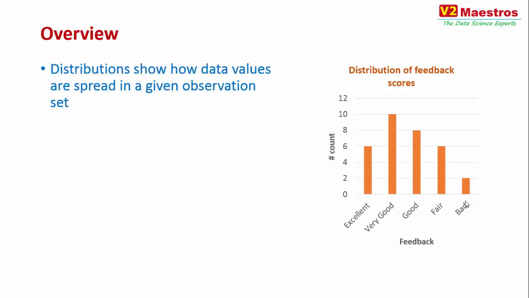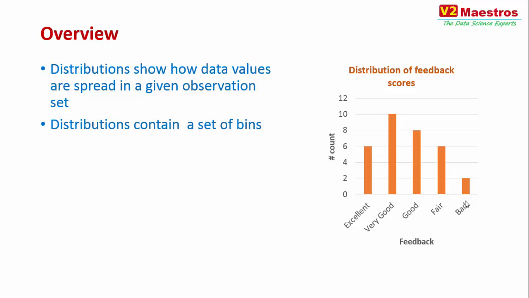Distributions show how the data values are spread in a given observation set. So you have a set of data, you've collected a number of observations or samples or examples, and then you're trying to find out how these values are spread across in a given data set. So how do you do distributions?